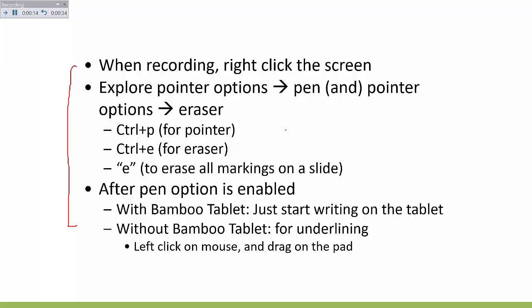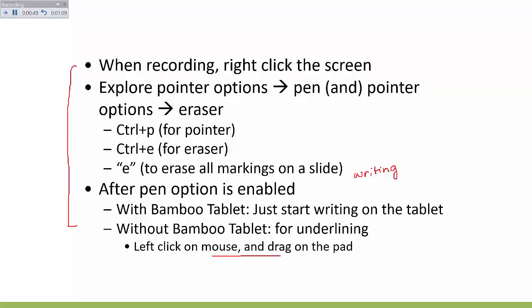And if you do not have a Bamboo tablet, that is, without a Bamboo tablet, you have to use the mouse. I really cannot show this to you on the screen, but what I'm basically doing is a left click on the mouse and dragging on the pad, and this gives me an underline. This I have done without the Bamboo tablet. But if you have a Bamboo tablet, you can just choose the pen and start writing whatever you want.